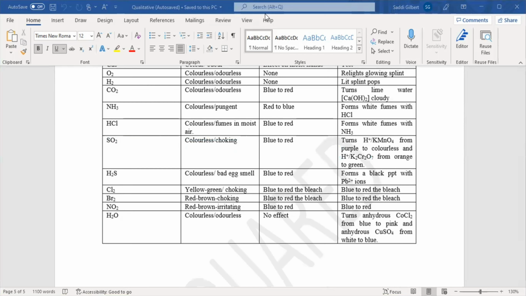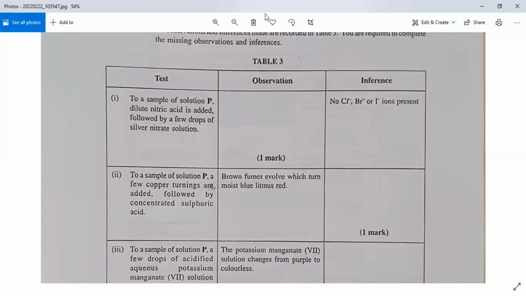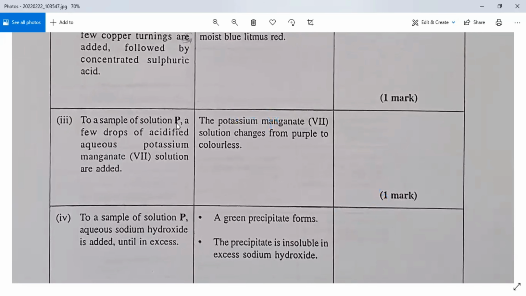So let us go back again to the board. All right. So I actually eliminated that bit, but this is supposed to be NO2. Right? So we have actually identified our anion already. Remember, every qualitative analysis, you're trying to identify a cation and anion. So you basically have identified your anion simply by getting this. Okay, so we proceed. It says now to a sample of P, a few drops of acidified potassium manganate solution are added. The potassium manganate solution changes from purple to colorless.